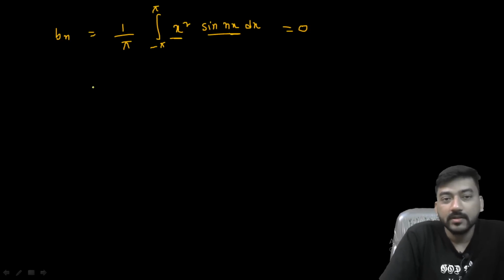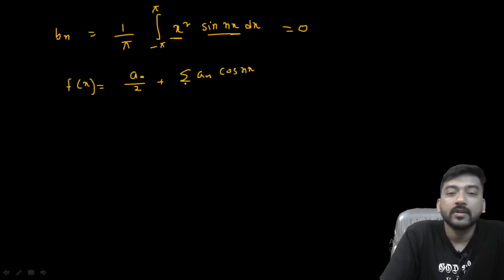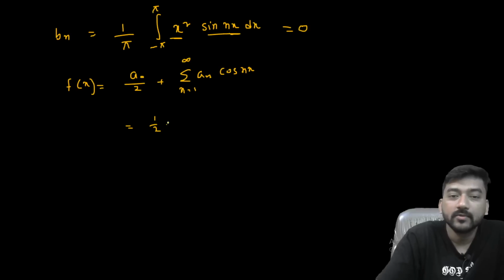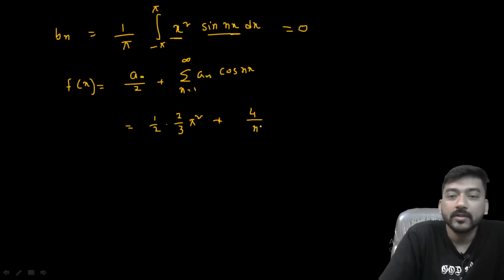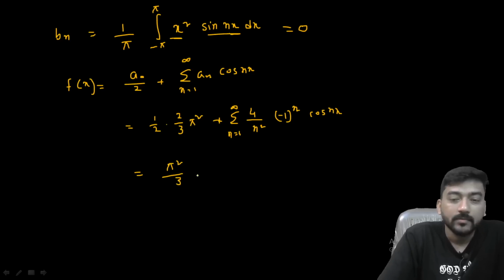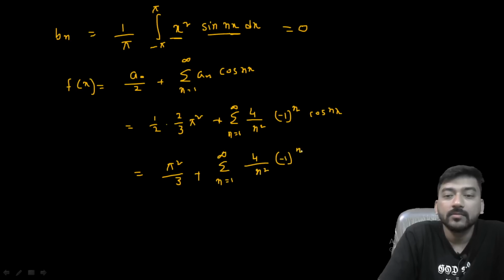So what will be the series? We have f of x equal to a0 upon 2 plus the summation of a n cos nx plus b n sin nx. Since bn is 0, the only term present here is an cos nx, with n from 1 to infinity. We have a0 equal to 2 by 3 pi square, so a0 by 2 is half into 2 by 3 pi square. Plus an, which is 4 upon n square into minus 1 whole to the power n into cos nx. So we have f of x as pi square upon 3 plus the sum over n equal to 1 to infinity of 4 upon n square into minus 1 whole to the power n cos nx.